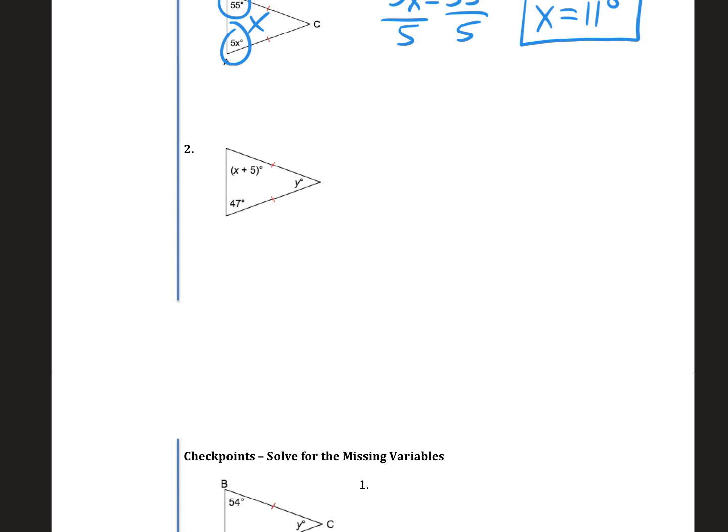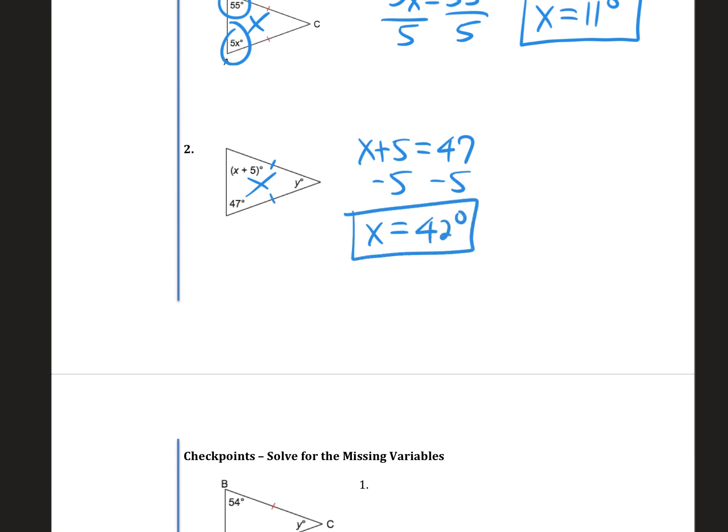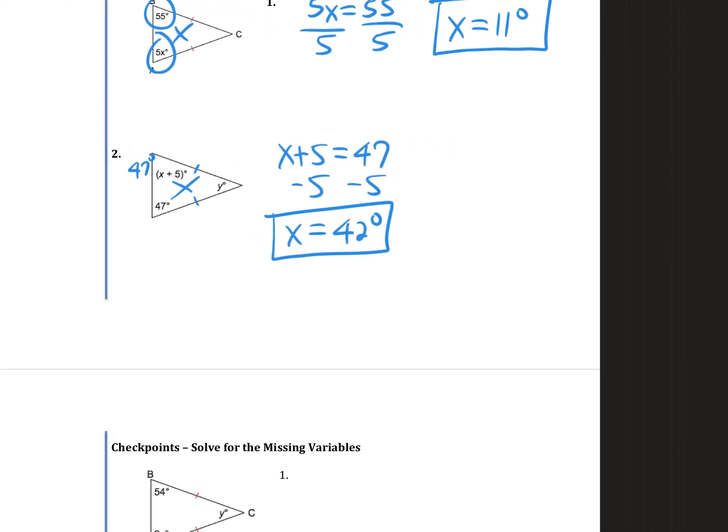What are the base angles of this isosceles triangle here? It's these 2, right? So we have x plus 5 equals 47. How do we solve for x now? We subtract 5. So x equals 42. So now we know both these angles here are 47 degrees, right? Because they have to be the same. How do we solve for y now?